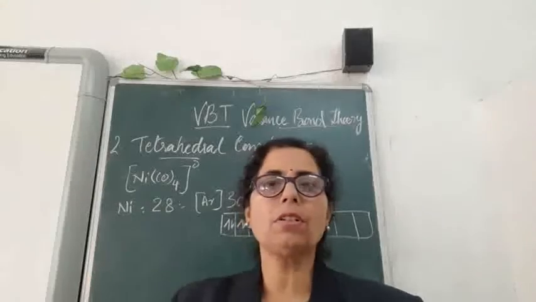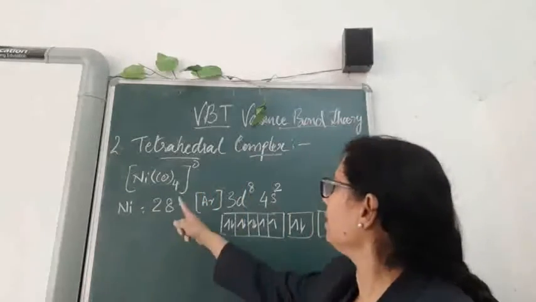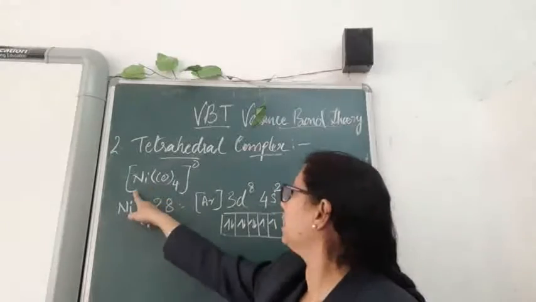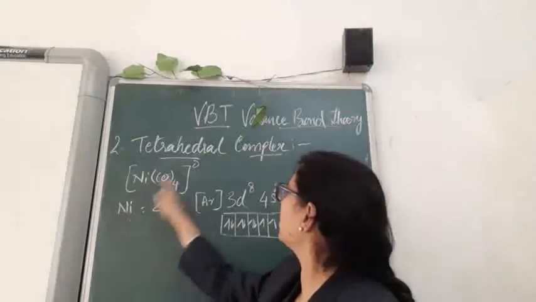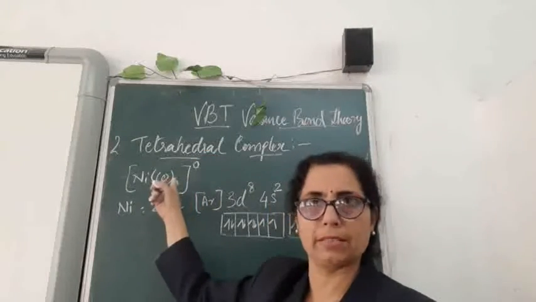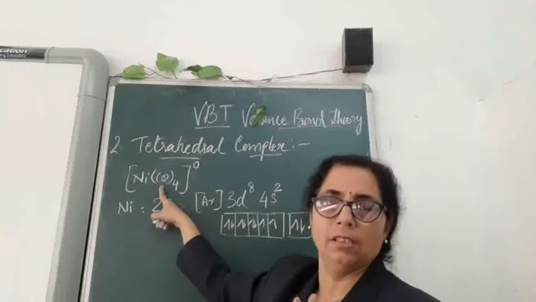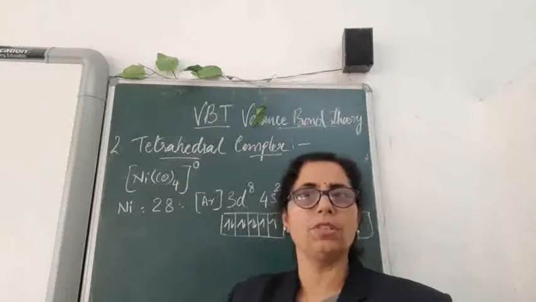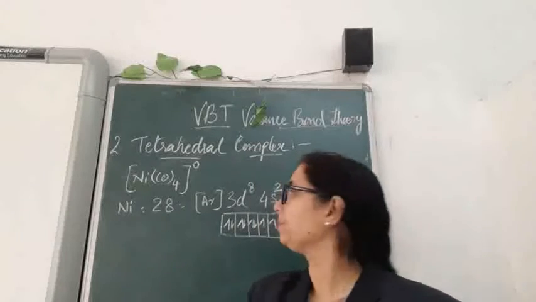Now next we will talk about the tetrahedral complex. I have taken the example of tetracarbonyl nickel. Okay, this example I have taken. Now see the oxidation state: here there is no charge present on the complex. We know that the carbonyl group has no charge. This is a neutral molecule, so nickel ultimately will have no charge. So how do we frame a tetrahedral complex here?